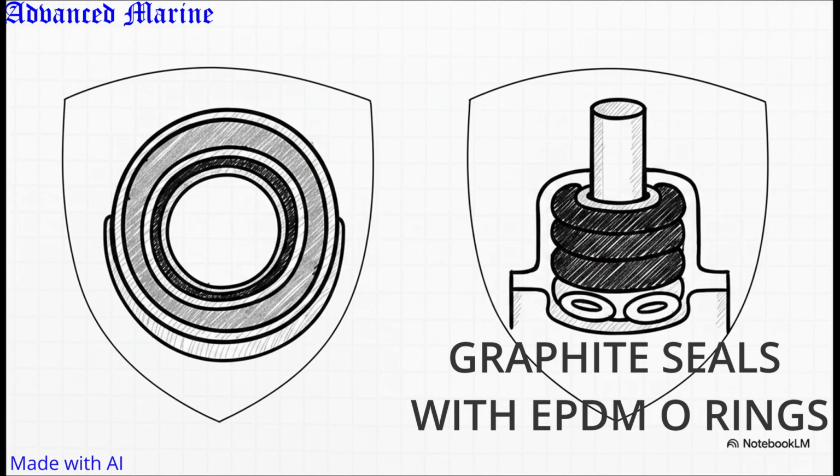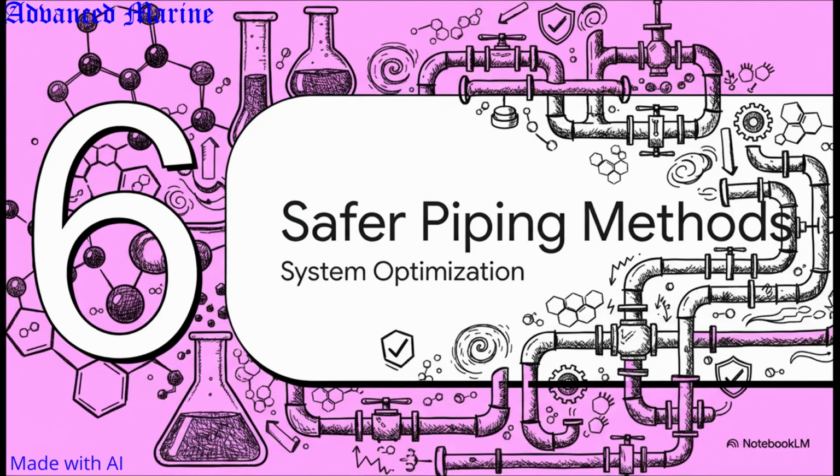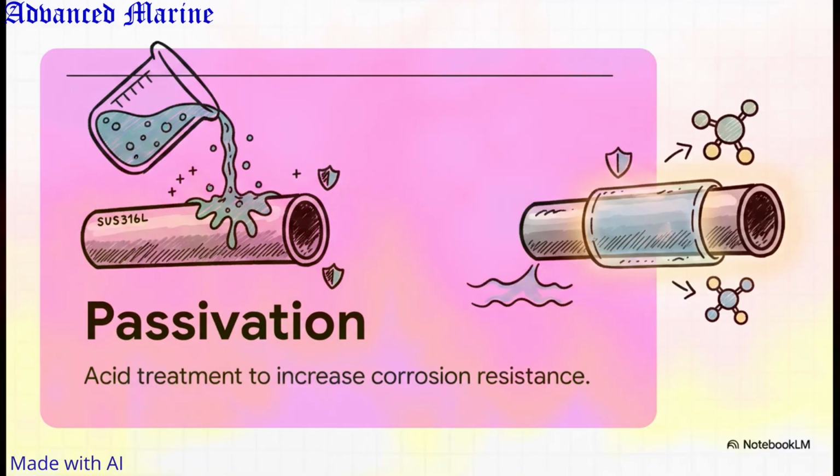Which brings us to Section 6, methods for safer piping and optimizing the system. We have all of our physical materials perfectly selected, but material science alone isn't quite enough. How do we structurally and chemically optimize the entire piping system for maximum long-term safety? Well, to make sure our SUS 316L pipes are truly ready, we utilize a bit of chemical wizardry called passivation.